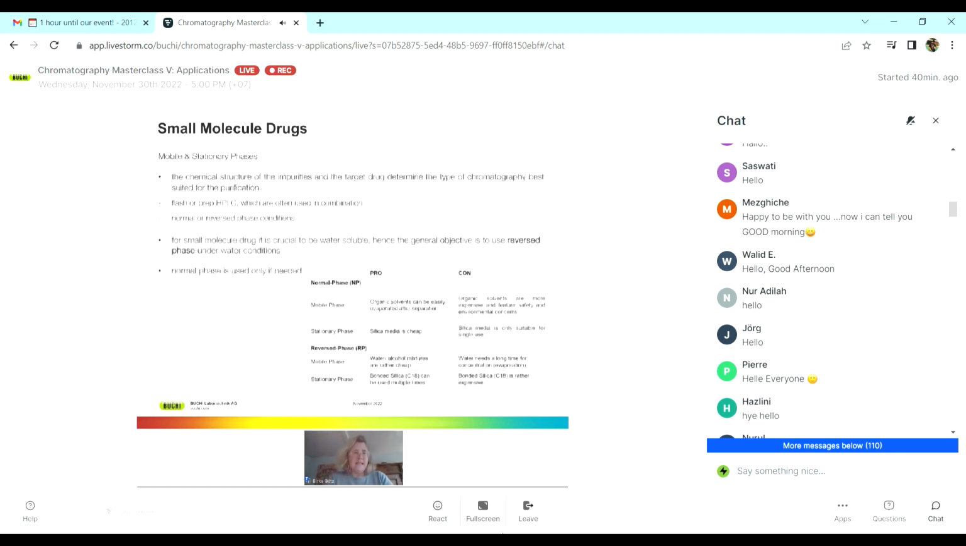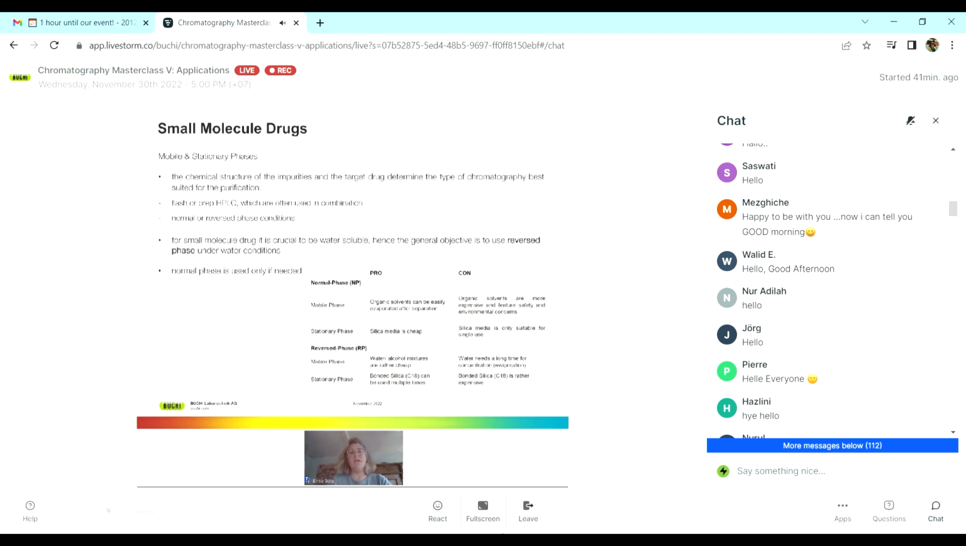Good. And mobile and stationary phases. What can happen if you synthesize something? It's the same for peptides and for proteins: the impurities can be very similar to your target compound. So for small molecule drugs, what is often done is the combination of flash and prep.